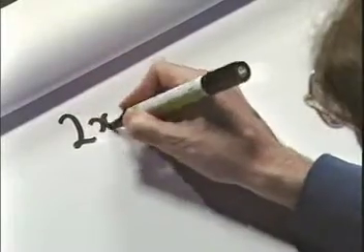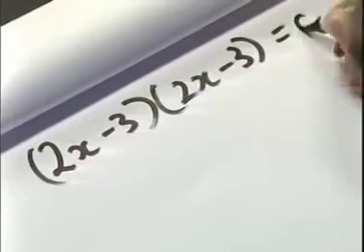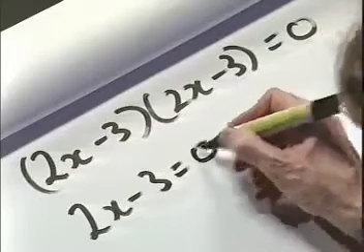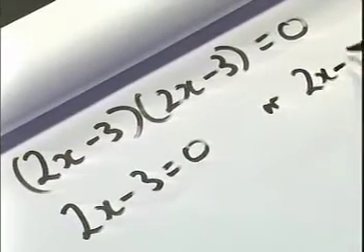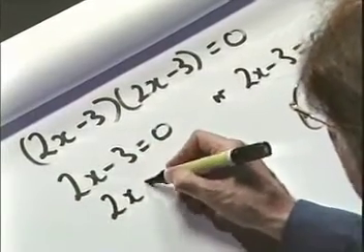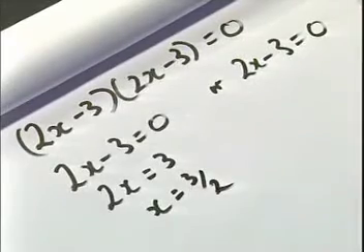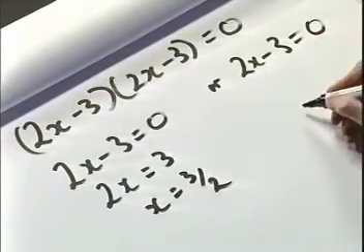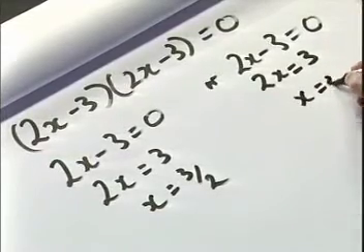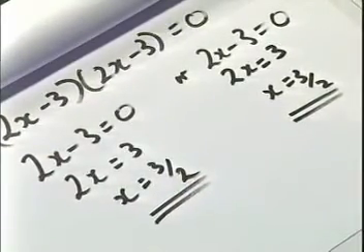So we have 2x minus 3 times 2x minus 3 equals 0. And so 2x minus 3 equals 0, or 2x minus 3 equals 0. Adding 3 to both sides, 2x is equal to 3, and so x is equal to 3 over 2. Of course, this is exactly the same, so we can write down the same stuff, 2x equals 3, and x equals 3 over 2. Two answers again, the same answer twice.